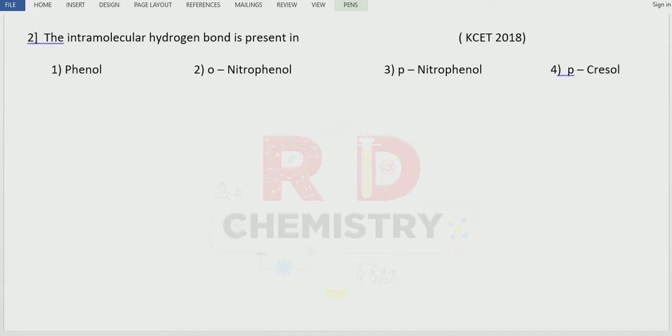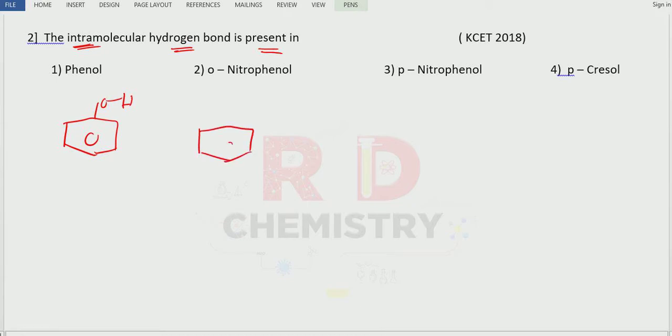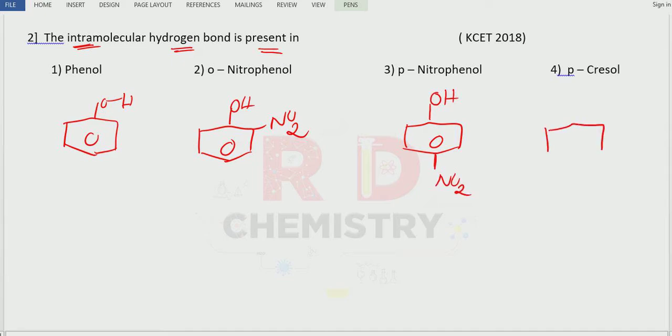Question number 2. See the word intramolecular: hydrogen bonding is present in which one? Let me draw the structures. Phenol: benzene ring attached to the OH. Orthonitrophenol: benzene ring attached to the OH and then there is a nitro group, NO2. Para-nitrophenol: benzene ring attached to the OH and at the para position, a NO2 group. Then paracresol, a phenol derivative. So ortho, meta, para. Here there is a CH3 group.